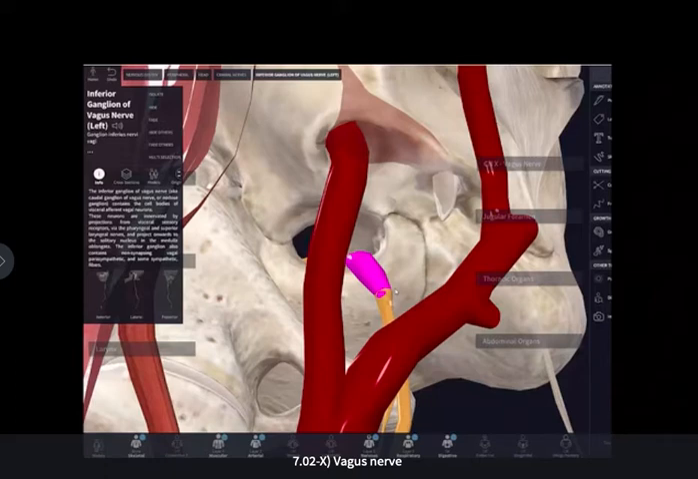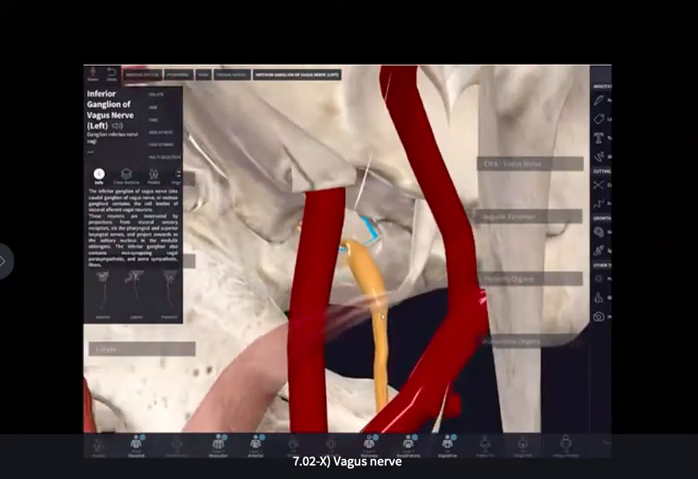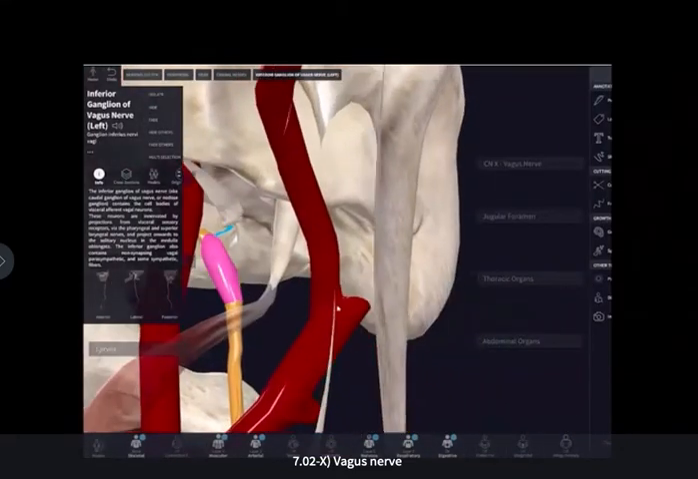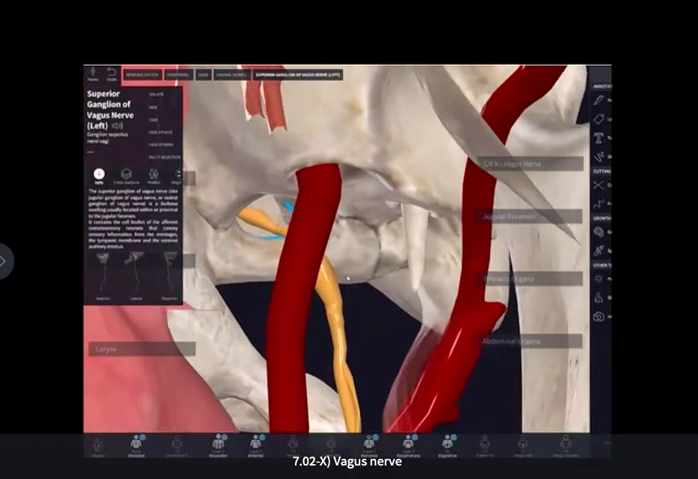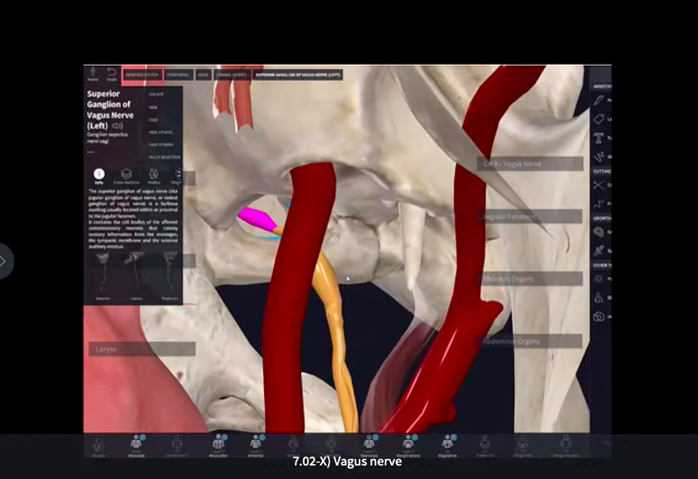In the region of the superior ganglion, there are also connections to cranial nerve number 9 and the superior cervical ganglion. So to the glossopharyngeal nerve and the superior cervical ganglion, which is actually a sympathetic ganglion. This is not visible here, but it's good to know about.